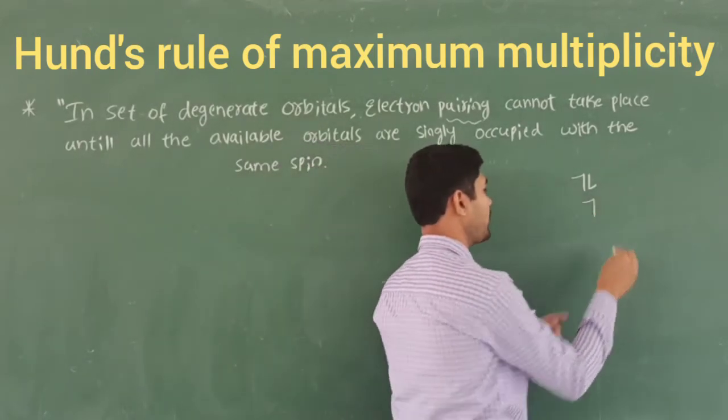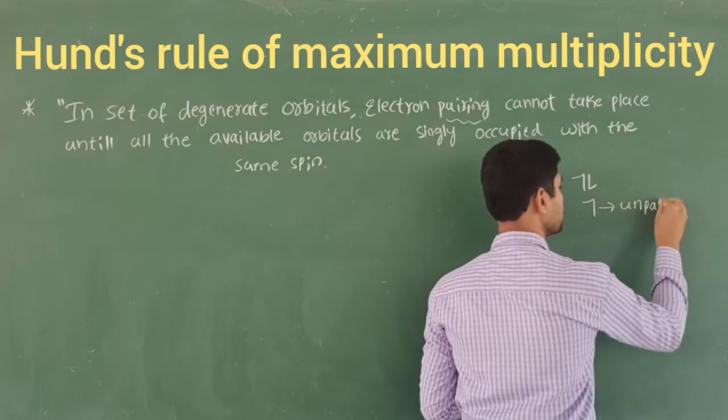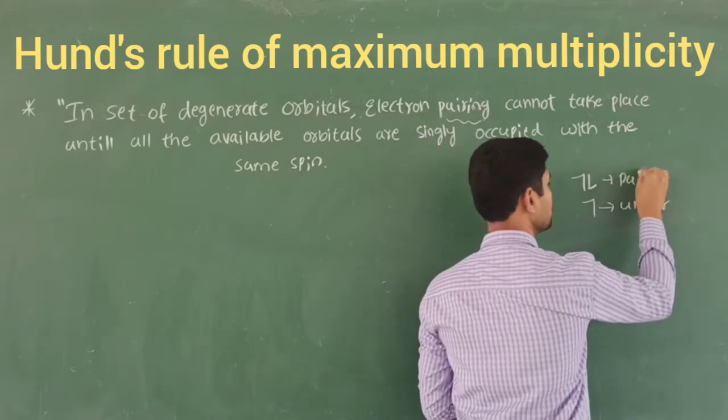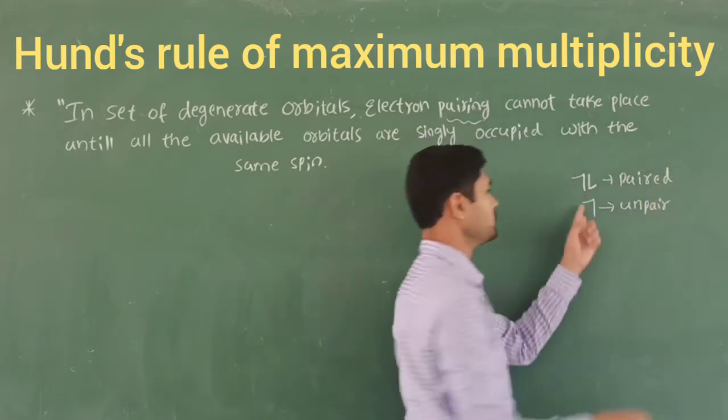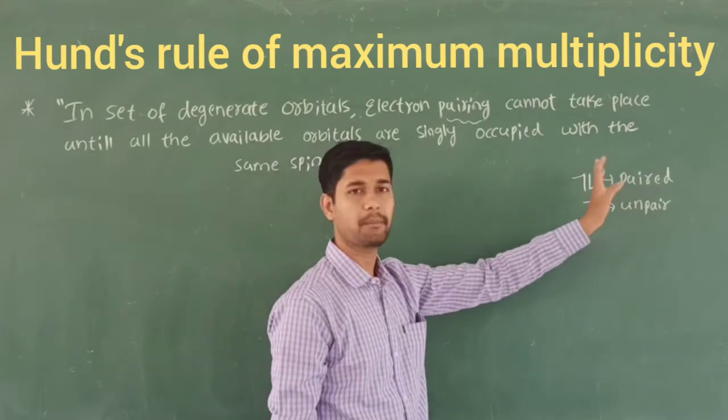So this is called unpaired. Just keep it in your mind. This is called an unpaired electron. This is called a paired electron. Pair means two electrons together, single means unpaired. This is called unpaired, and this is called paired electrons.